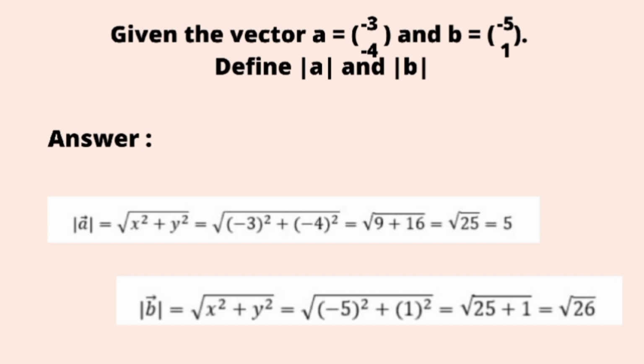The next step, we have to looking for the absolute value of B vector. The absolute value from B vector equals to square root x squared plus y squared equals to the square root from negative 5 squared plus 1 squared equals to square root from 25 plus 1. So the result is equals to square root of 26. So the answer is the absolute value from A vector is 5 and the absolute value from B vector is square root of 26.